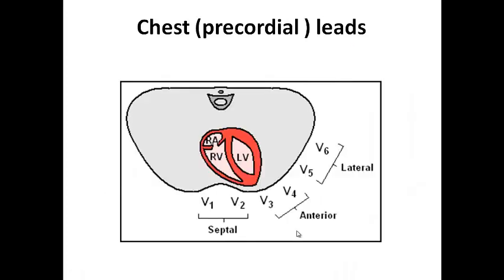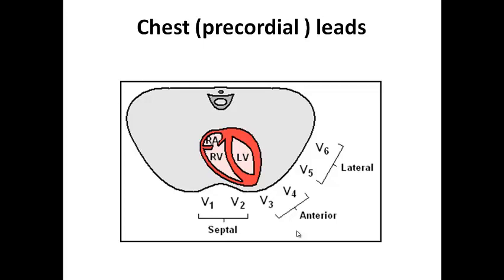The chest leads see the heart from a horizontal plane. If we can imagine a transverse section in the patient, seeing the heart from above. The limb leads see the heart from a frontal plane, like from the front surface of the heart or a coronal section, while the chest leads see the heart from a transverse section, so you are seeing it from above, like a bird's-eye view.